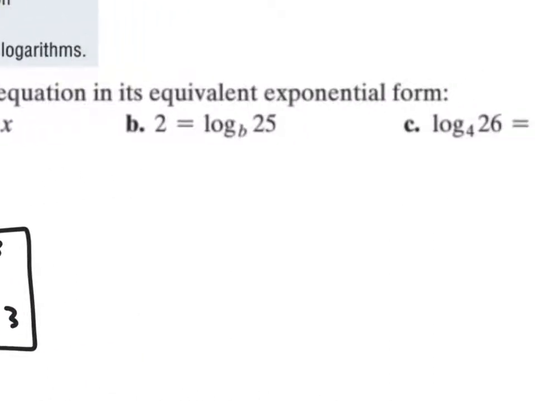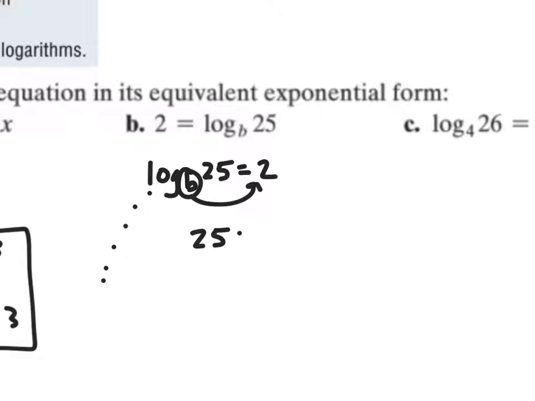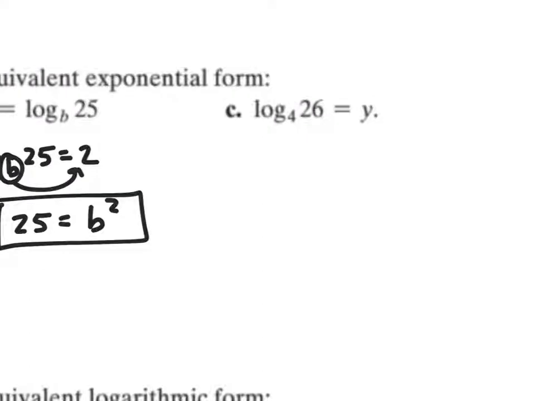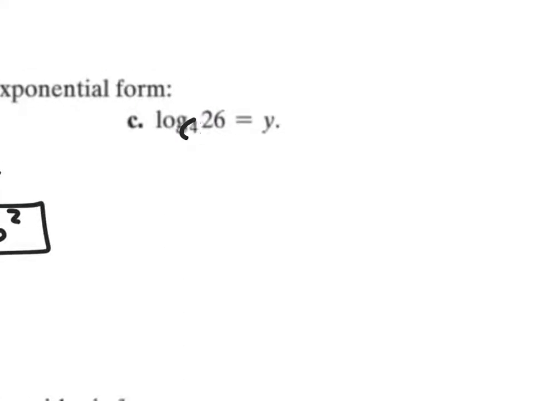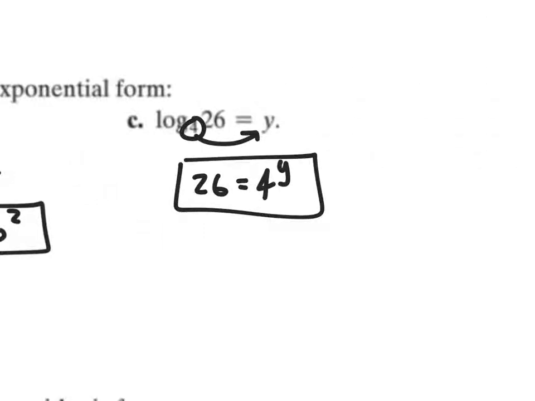All right, let's take a look at part B. Part B, let's rewrite that with log on the left side. So log base B of 25 is equal to 2. So B is my base, 2 is my exponent. The log drops off. So we get 25 is equal to B squared. And that's all we're doing. Over here, 4 is my base, y is my exponent, so we get 26 is equal to 4 to the y power. We're just going from log form to exponential form.